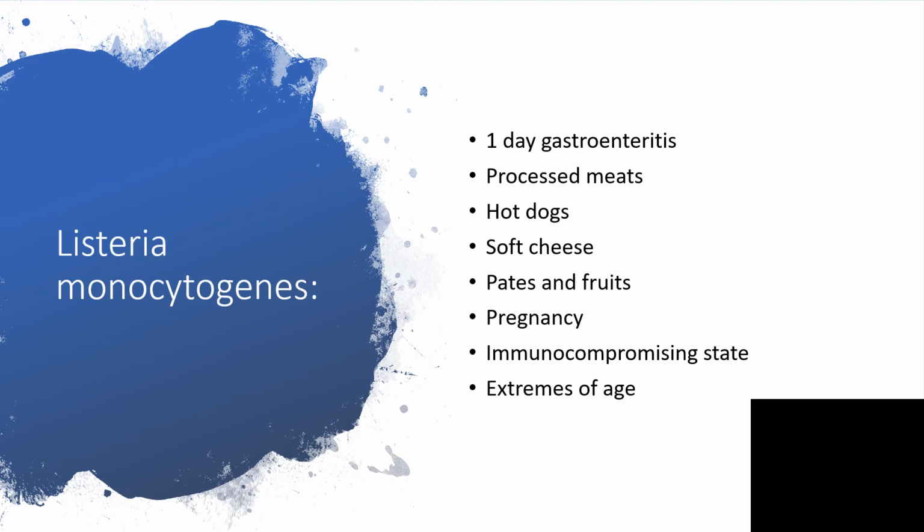Listeria monocytogenes. Perhaps you've heard of this on the news many times. It's going to cause one-day gastroenteritis. So if you contact it today, you're going to come down with the disease the following day. It's found mostly in processed meats, hot dogs, soft cheese, and baked goods and fruits. It occurs in pregnant women and immunocompromised states, and of course in extremes of age, that is, the very young and the elderly.